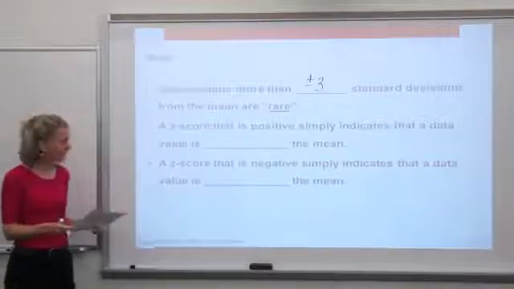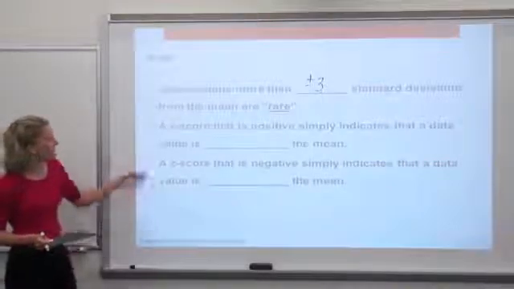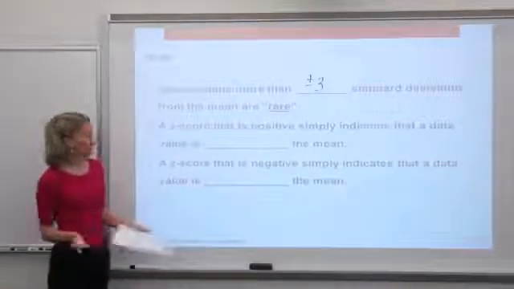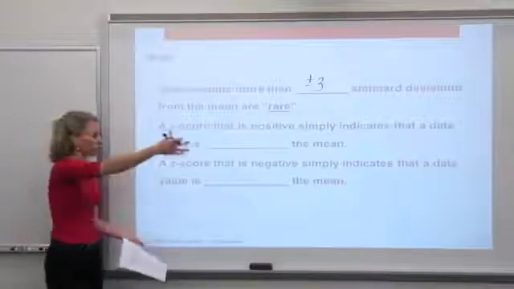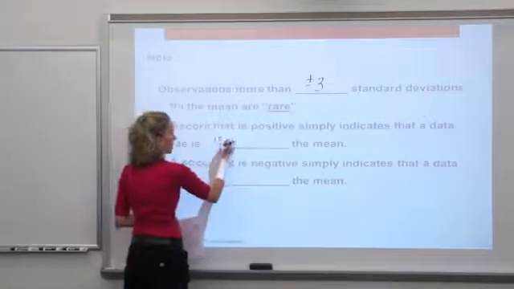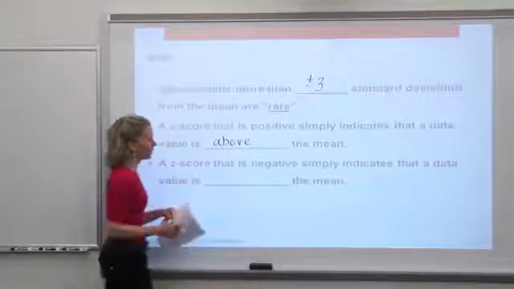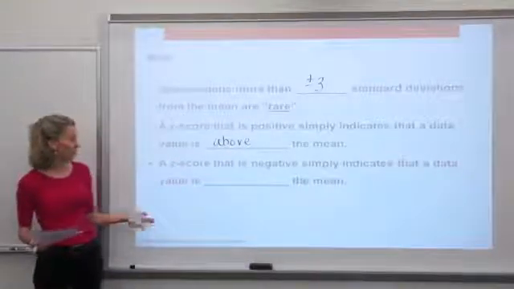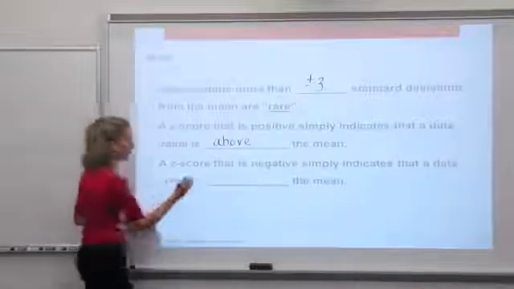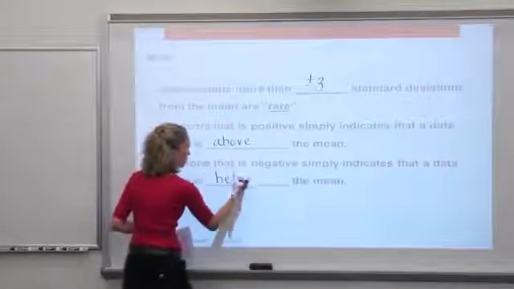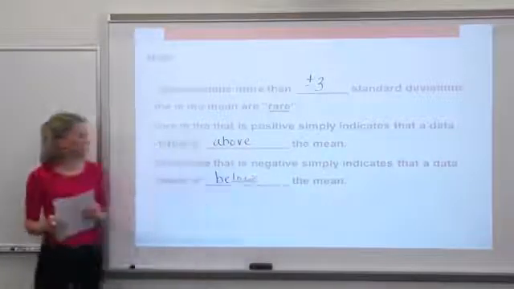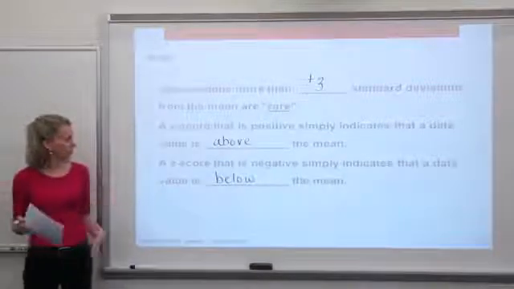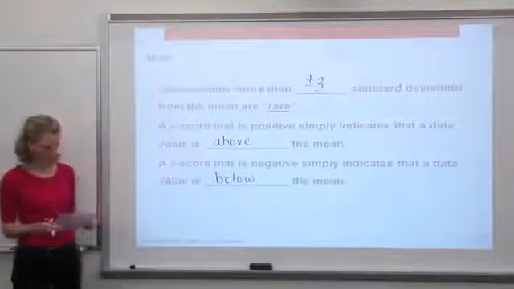And then some other things that we've mentioned. A z-score that's positive simply indicates that the data value is above the mean. And we didn't have any over here, but if you had a z-score that was negative, that would indicate that your data value was below the mean. So the sign of the z-score simply allows you to know if your observation was above or below the mean.